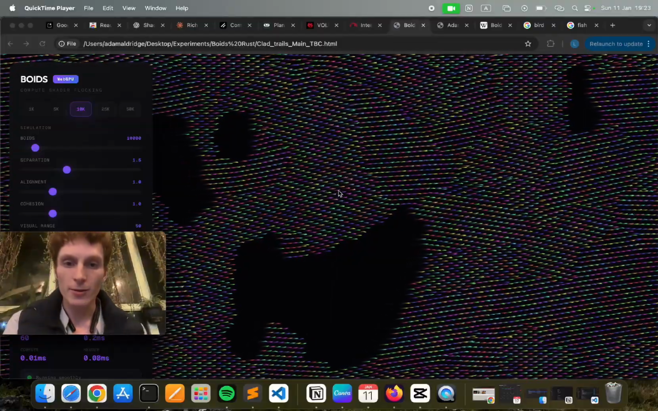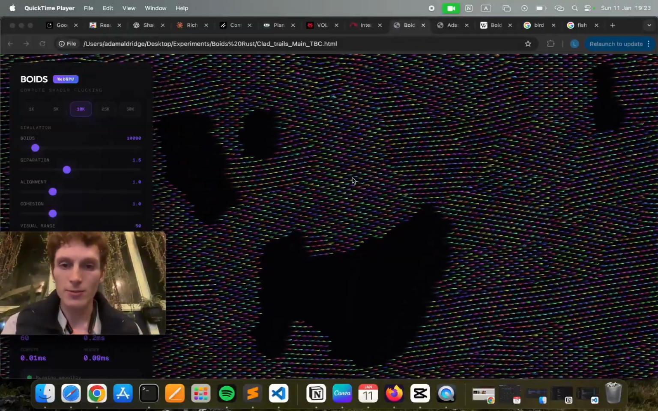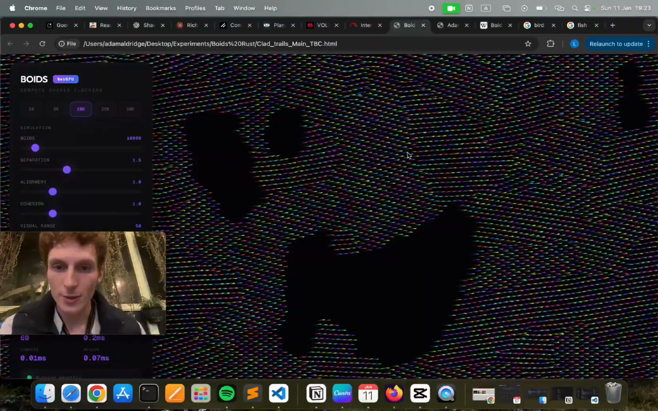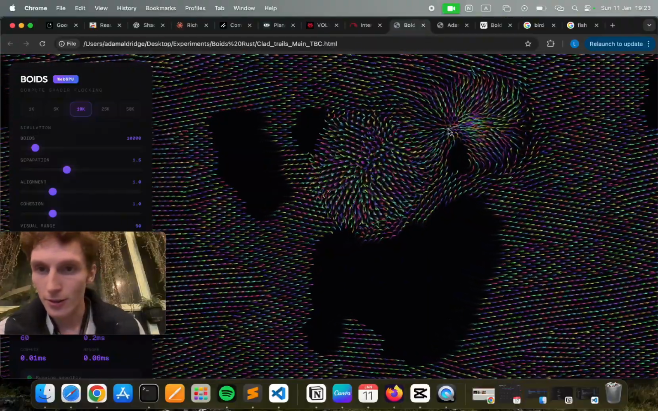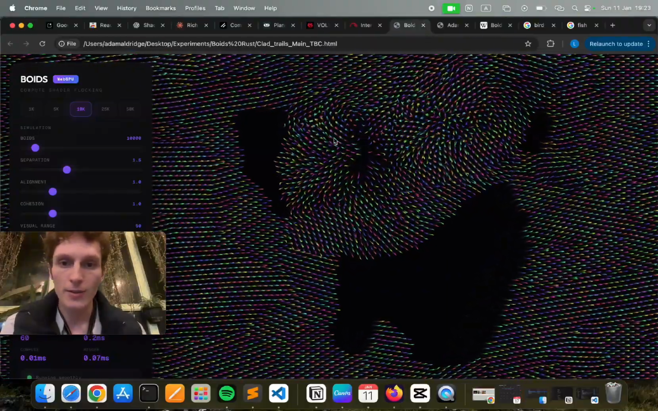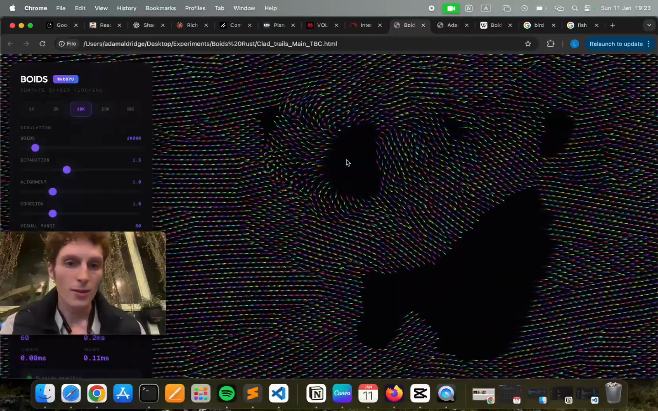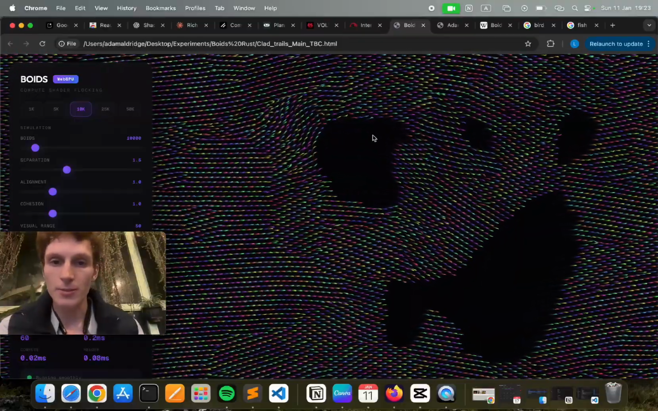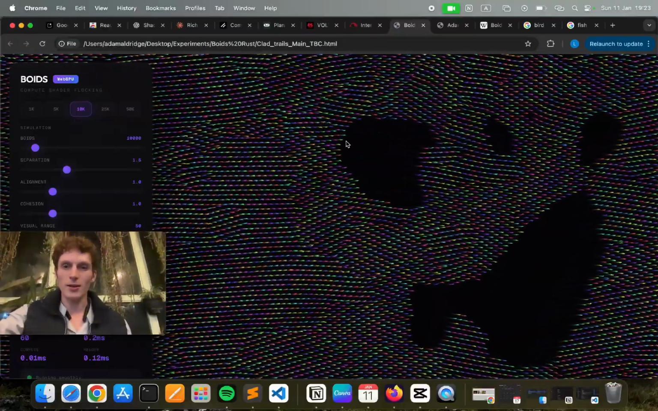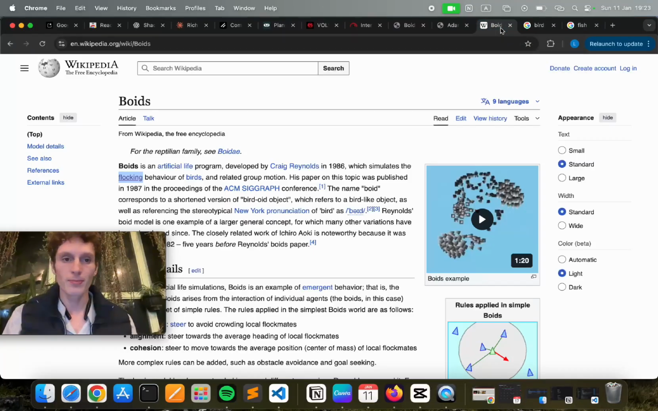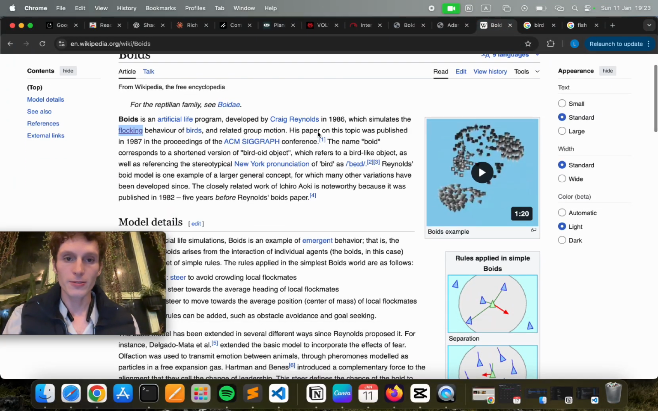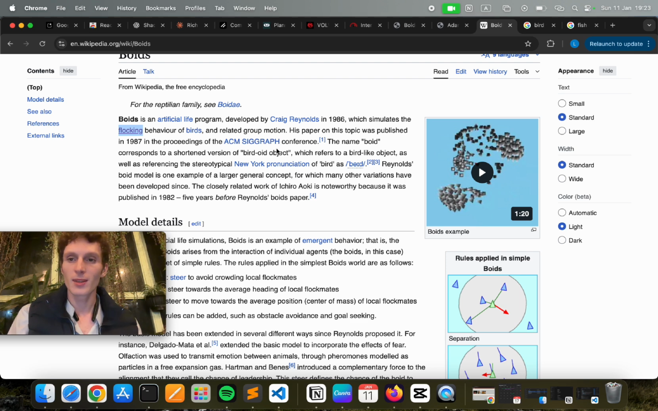So what you're seeing now is a simulation of 10,000 Boids. Each of those coloured shapes is an individual agent, simulated according to some algorithm. Okay, so the Boids algorithm, which you may or may not have heard of, was invented by Craig Reynolds in 1986, and it's a way of simulating flocking behavior.